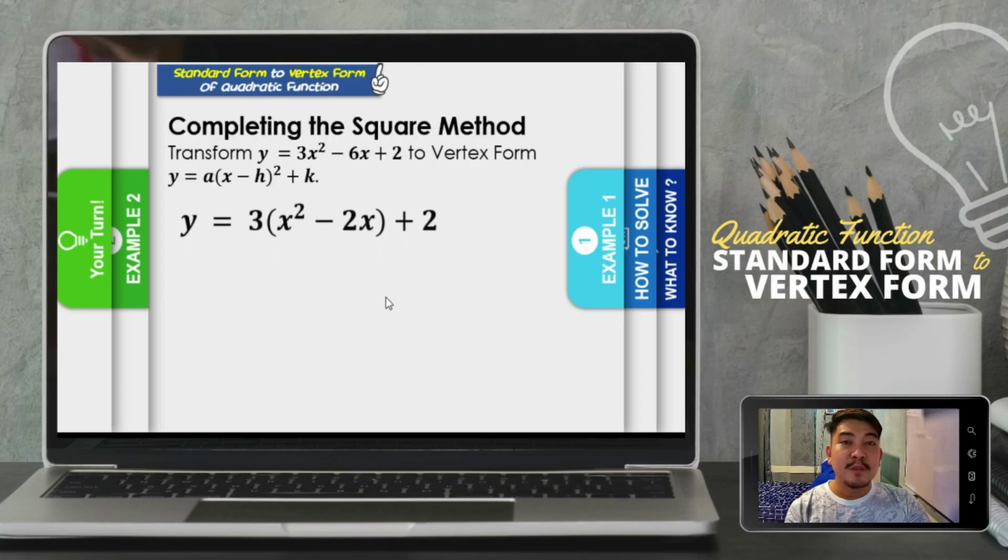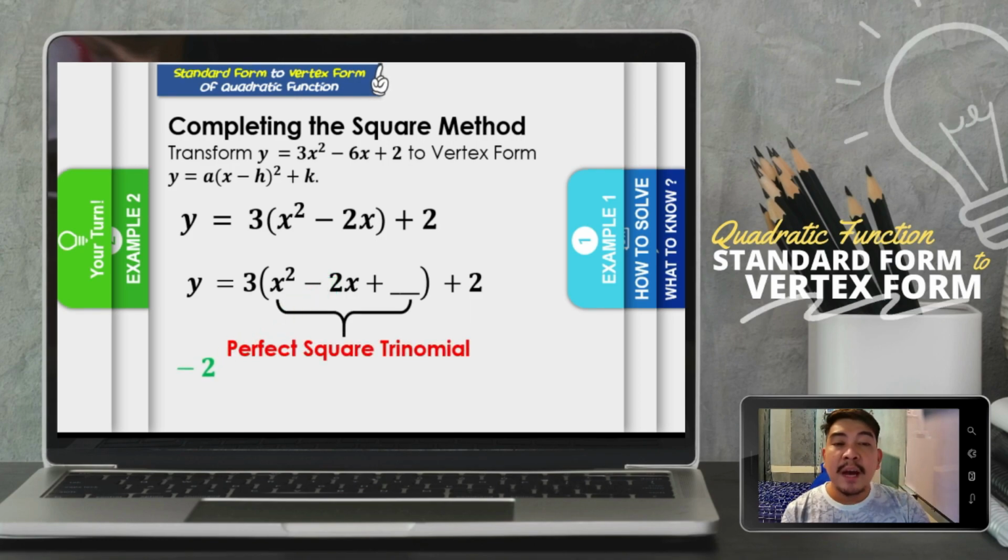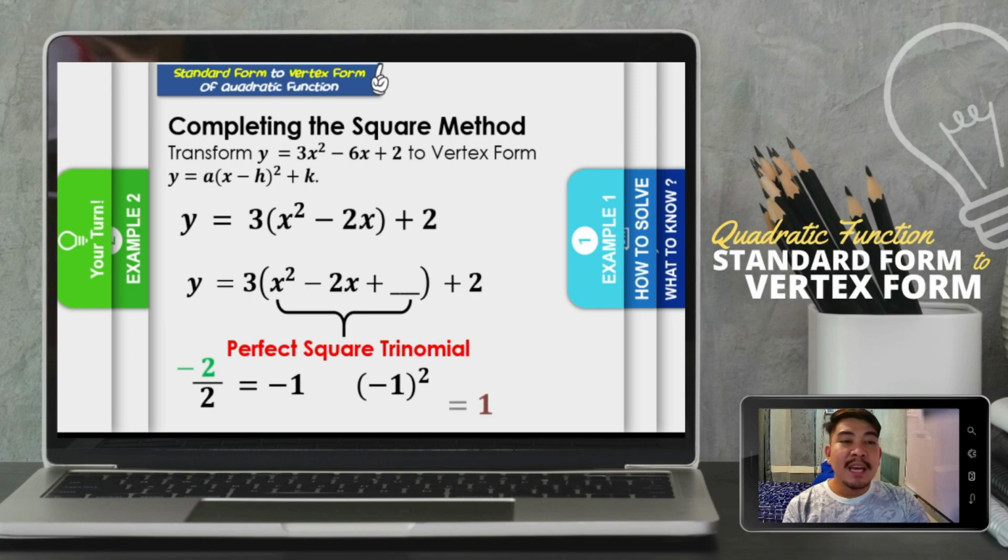The next thing that we should do is to complete the perfect square trinomial. So what should be added to x squared minus 2x? So to do that, we need to get the value of b. The value of b is negative 2. Again, we need to get half of it or divide it by 2. So negative 2 divided by 2 will give us negative 1. Then this negative 1 or the quotient will be squared. Multiply it to itself. So negative 1 times negative 1 will give us positive 1. So this one will be added to the terms inside the parentheses.